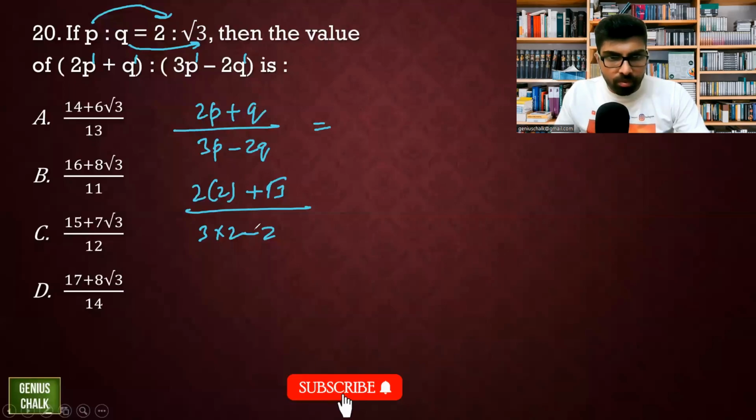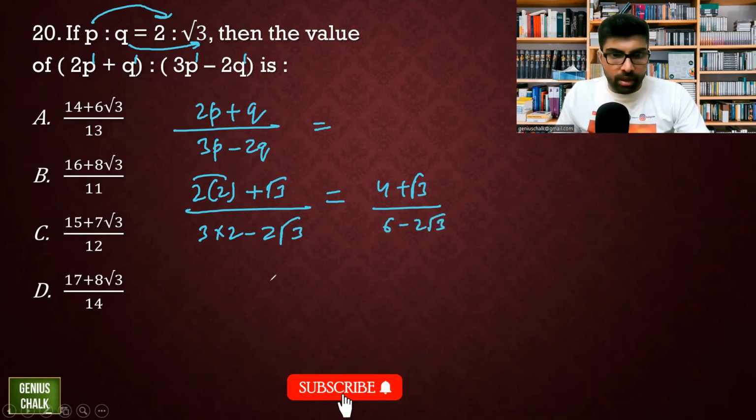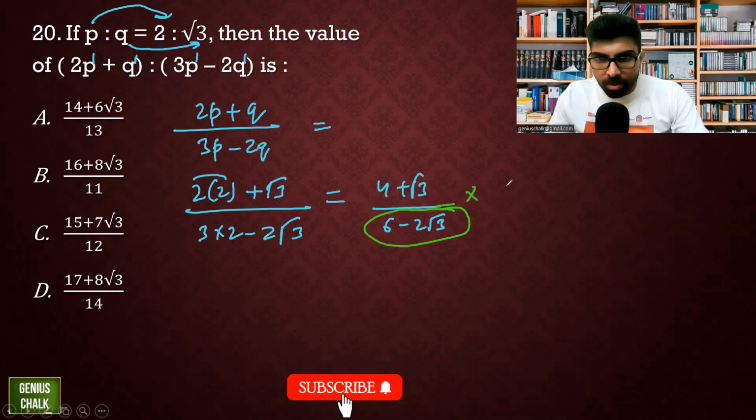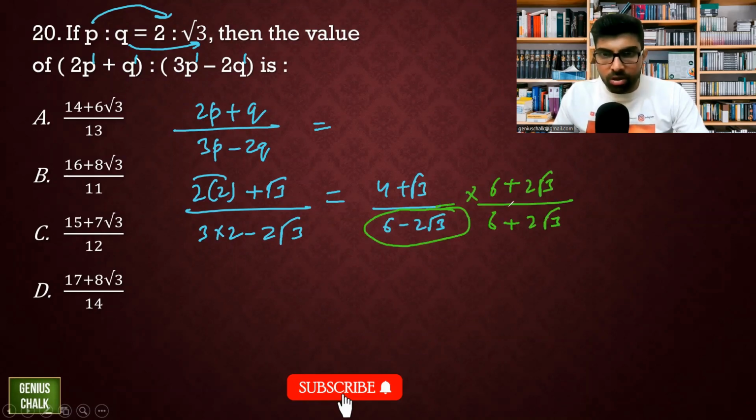2 root 3. So this can be written as 2 2s are 4 plus root 3 by 6 minus 2 root 3. Right. Now, you know, whenever we have an incomplete square root in the denominator, then we rationalize. Rationalizing the denominator, we need to apply this step. So after rationalizing, this sign will be plus. So this will be 6 plus 2 root 3, multiply this with the numerator as well as 6 plus 2 root 3 with the denominator as well. This step is called rationalizing the denominator.